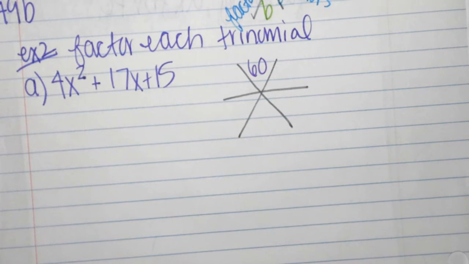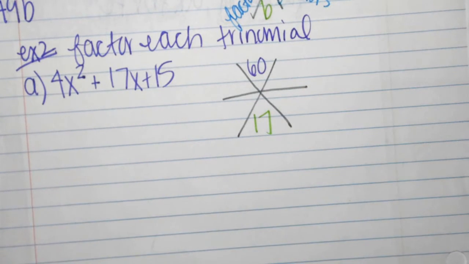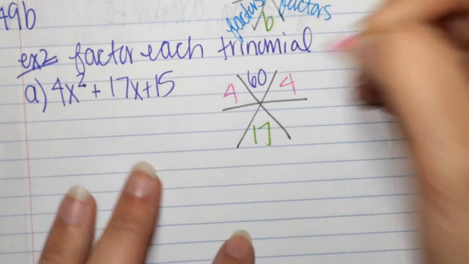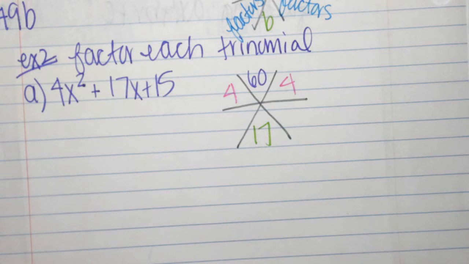60 goes on top. What goes on the bottom of our fraction? 17. And what goes on the top? 4. Why did we pick 4? What is A? This is A. Fantastic. Take a point.